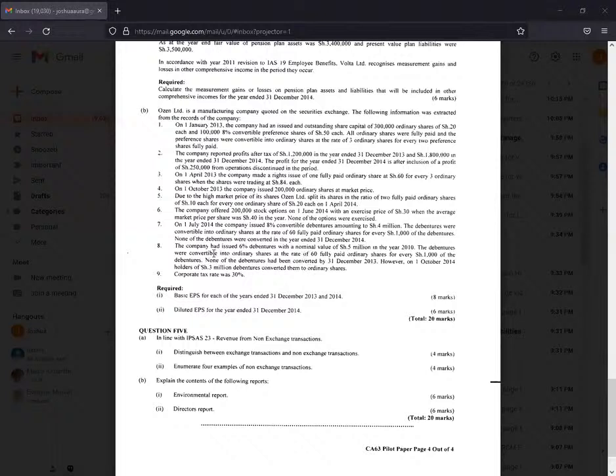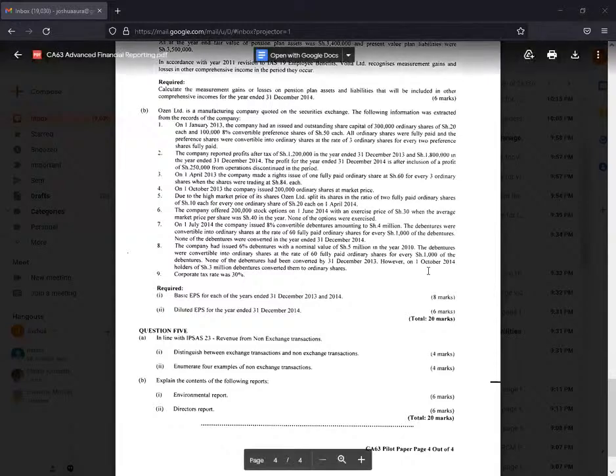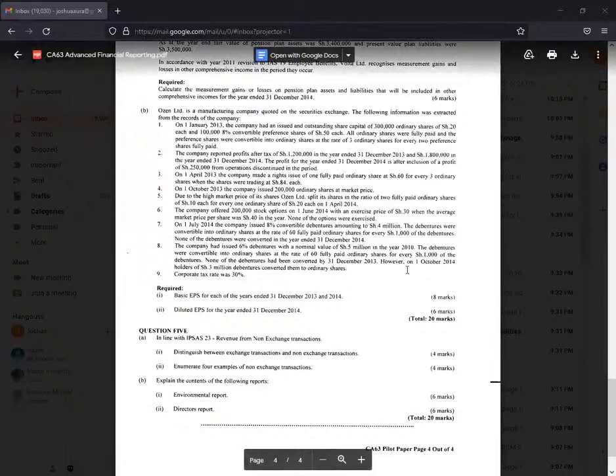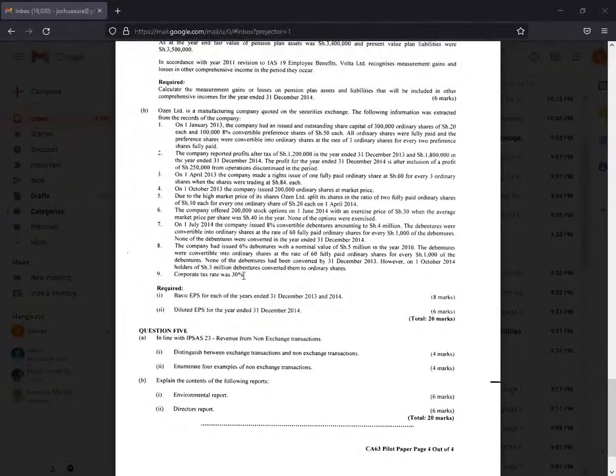We are told the company had issued 6% debentures with a nominal value of 5 million in the year 2014. The debentures were convertible into ordinary shares at the rate of 60 fully paid ordinary shares for every 1,000 of the debentures. None of the debentures had been converted by 31st December 2013. However, on 1st October 2014, holders of shillings 3 million debentures converted them into ordinary shares. I have to be careful here because some debentures were converted to ordinary shares, which will affect my figures. Corporate tax rate is 30%.